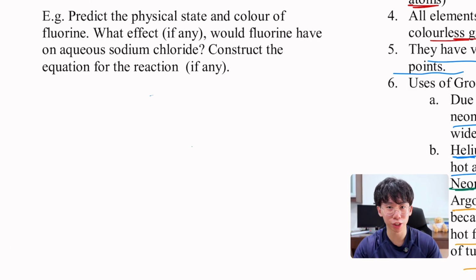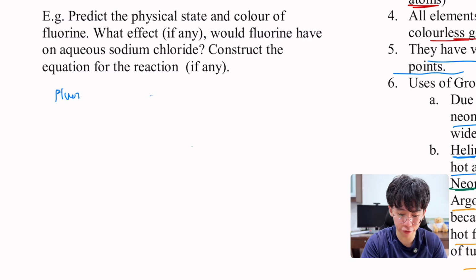So for this example question, it says predict the physical state and color of fluorine and what effect, if any, would fluorine have on aqueous sodium chloride, and construct the equation for the reaction, if any. Now, the first thing I'm going to do for this kind of periodic table trends question is I'm going to scan the periodic table and find that fluorine is actually in group 17. So this is my first thing I'm going to find. This is in group 17.